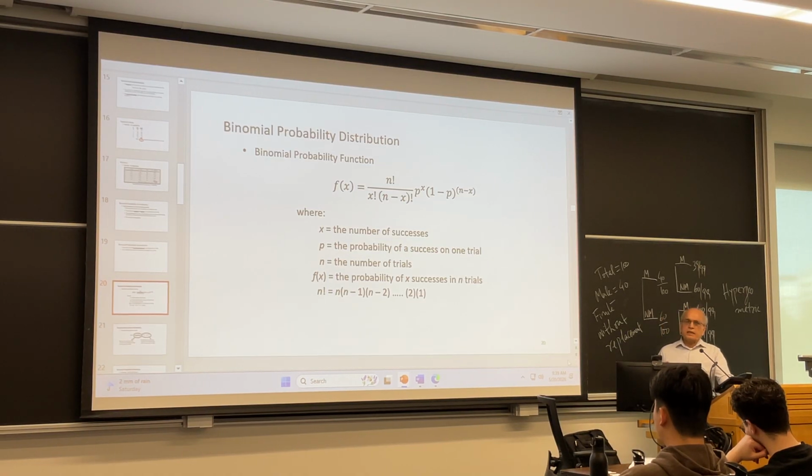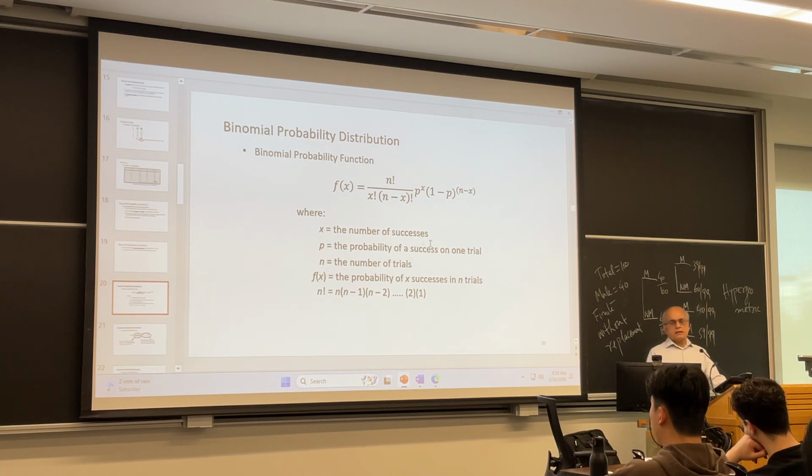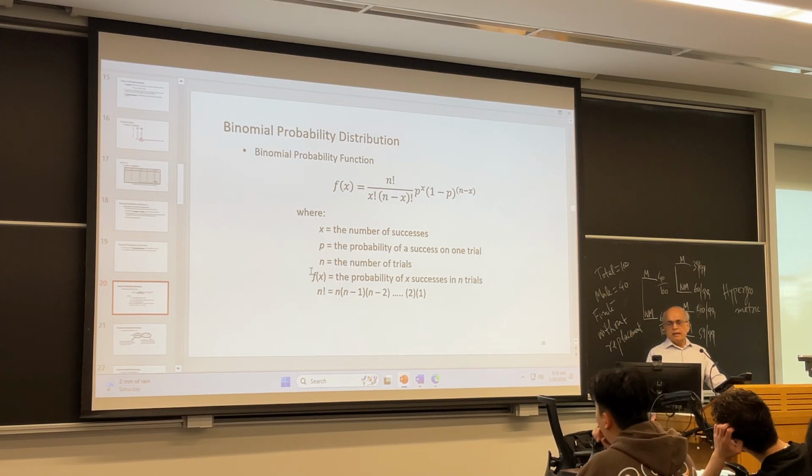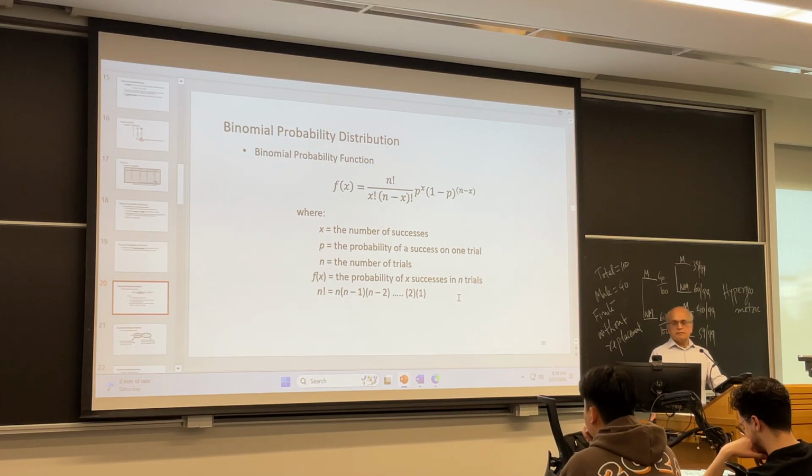Now, you can solve a binomial problem in many different ways. You can make a tree diagram, or you can use a formula. So here I'm defining a few terms. X is equal to the number of successes, p is equal to the probability of success on one trial, n is the number of trials, and probability of X successes in n trials.